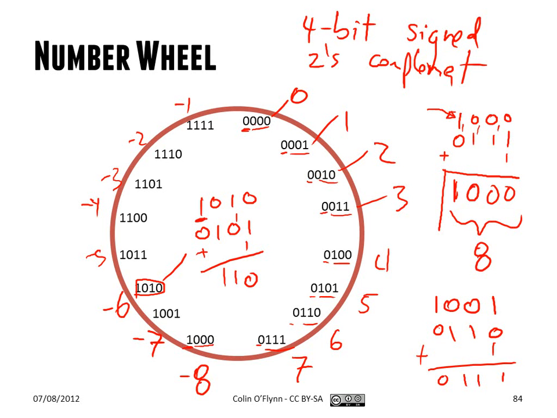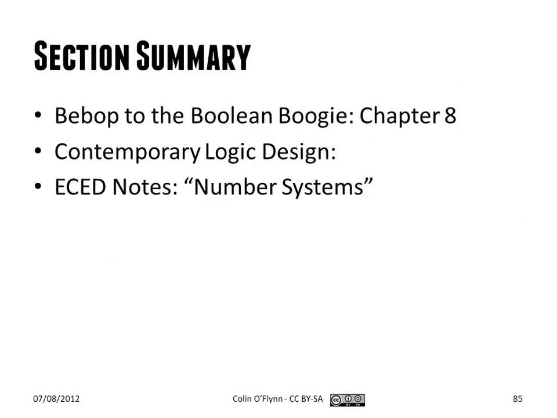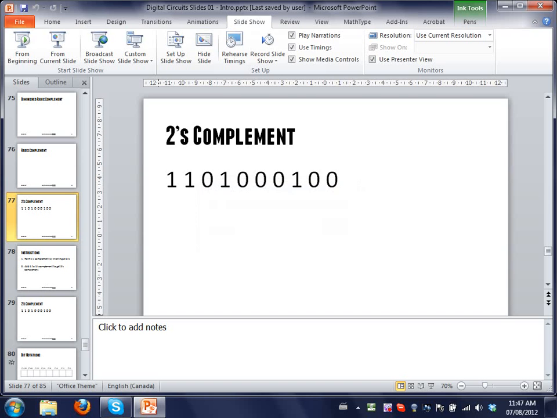One artifact of this system is that your range of negative numbers will always be one more than the range of positive numbers. You'll see this in computers. If you're using, for example, a 16-bit signed integer, the maximum positive value it can hold is smaller than the maximum negative value in absolute terms. All right. Next slide.